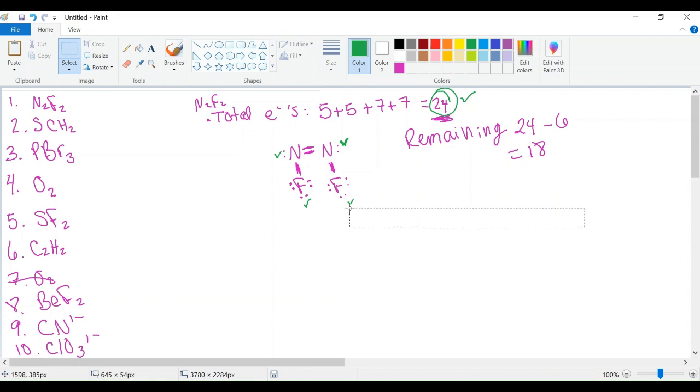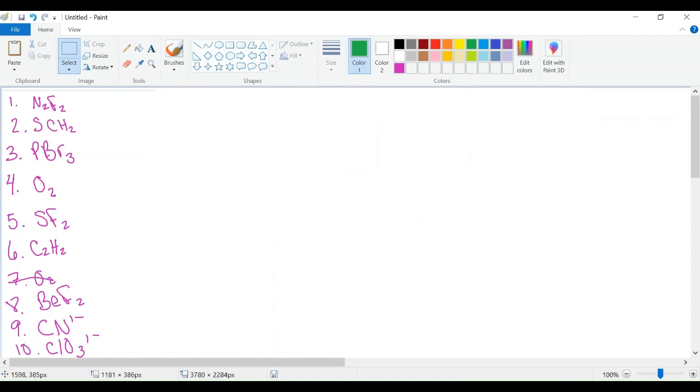All right, let's look at the next one. The next one is CSH2. So I start by calculating my total electrons, which is going to be equal in this case to 6 because sulfur has 6 valence, plus 4 because carbon has 4 valence, plus 1 from each of those hydrogens. So altogether, I've got 12 valence electrons here.